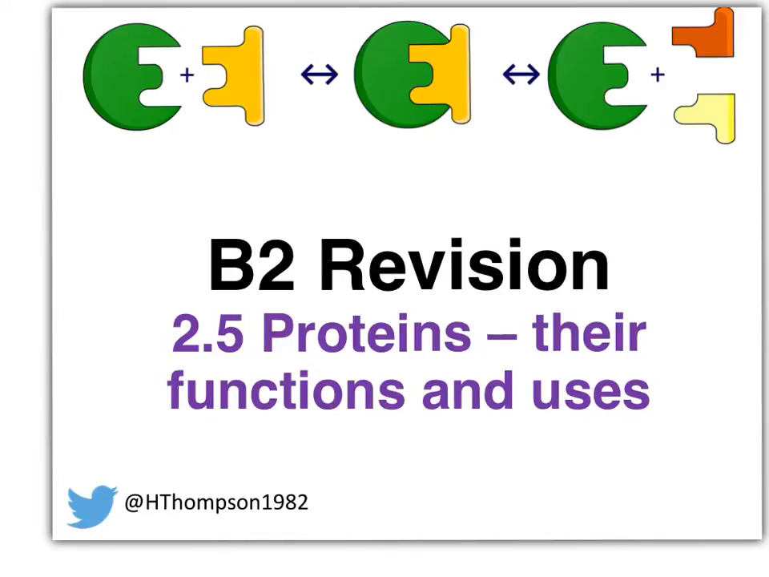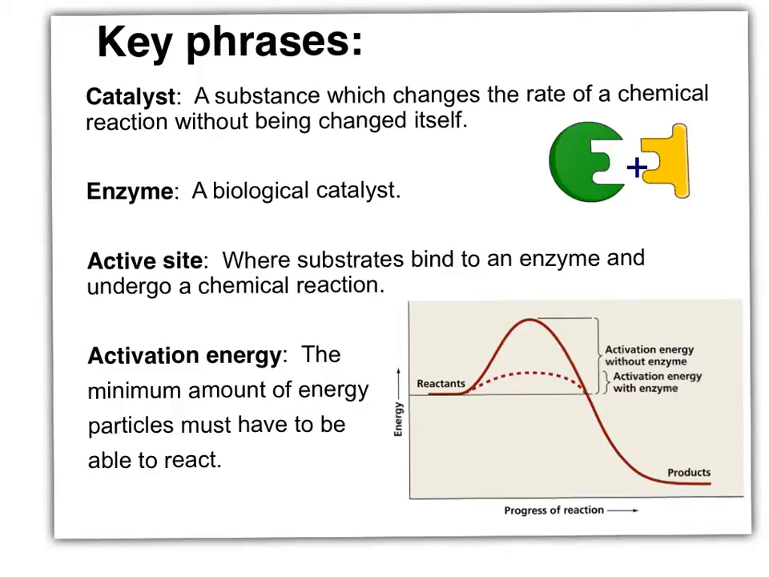Okay, Year 11, this is the B2 revision tutorial. We're going to focus on proteins, their functions and uses. So, some key phrases that you need to know. The first one is catalyst. Now, a catalyst is basically something that speeds up a chemical reaction, okay, without being changed itself. So it can continuously be used.